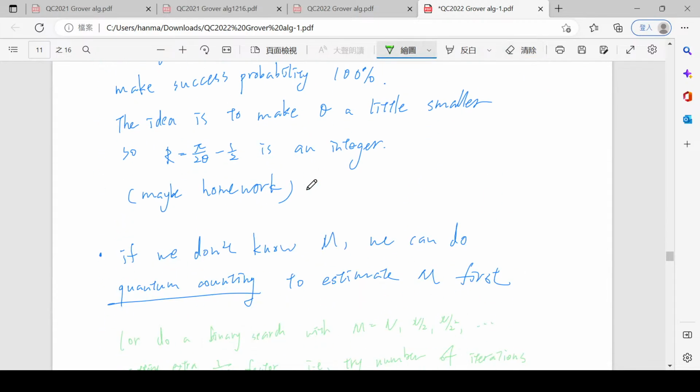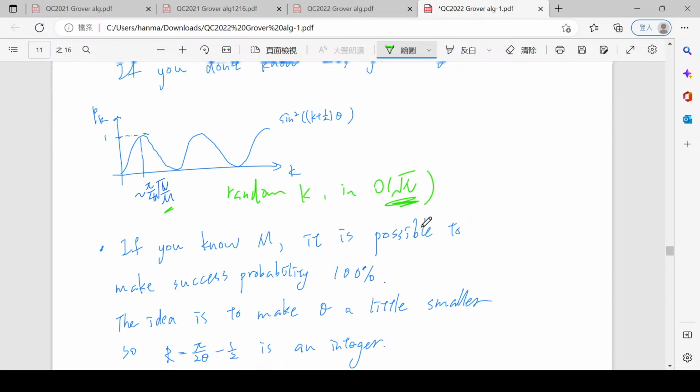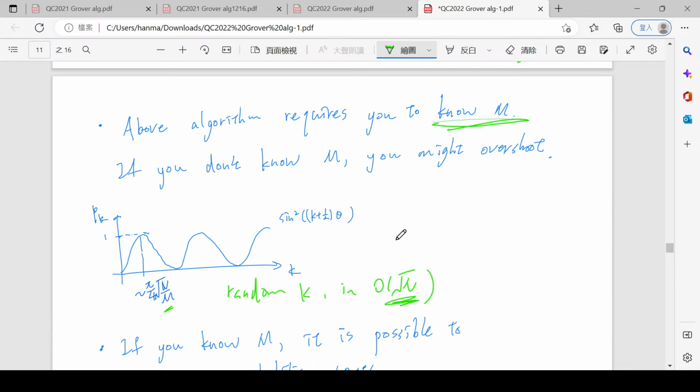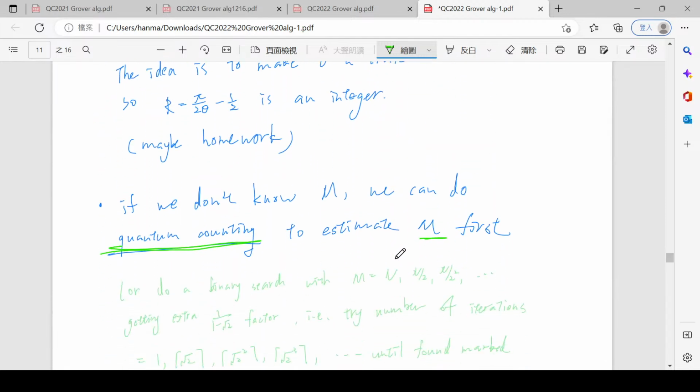That's very cool. But back to the case where we don't know m, then there are multiple ways to do this. So the textbook way, the way given by Nielsen and Chuang, is that we can do something called quantum counting to estimate our m first. Okay. Then we have a rough guess of m, then we can do this. But we'll see that it has trouble. It's also a bit troublesome.